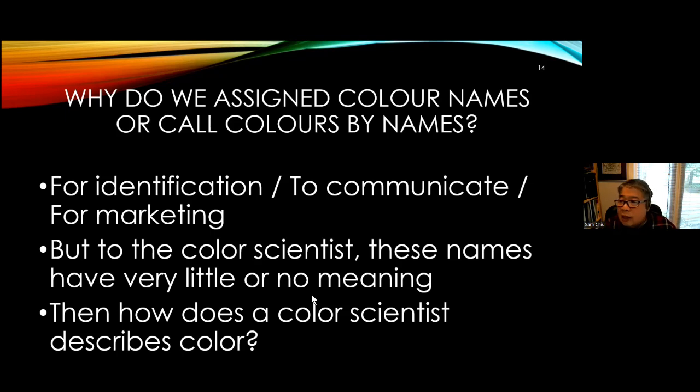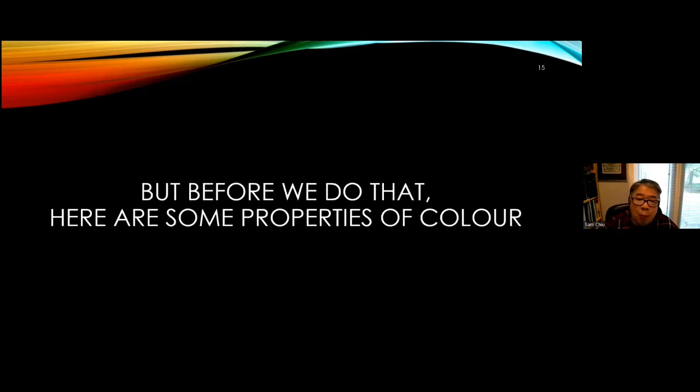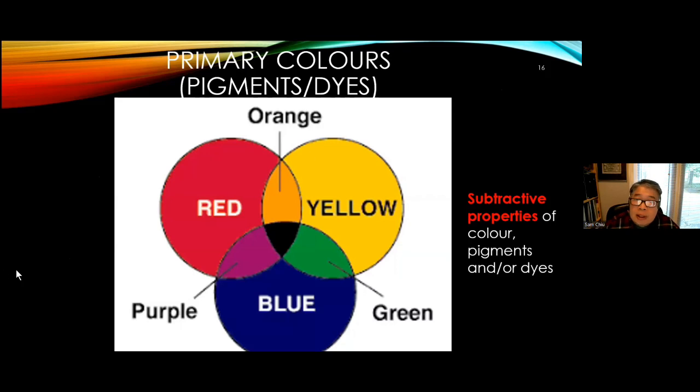So how does a color scientist describe color? But before that, let's show you some properties of color, which you probably know anyway. So this is if we stir in a few pigments in there, red pigment and yellow pigment and blue pigment. Those are the so-called primary colors. Now, this is with pigments and dye. This is what we call the subtractive properties of color.